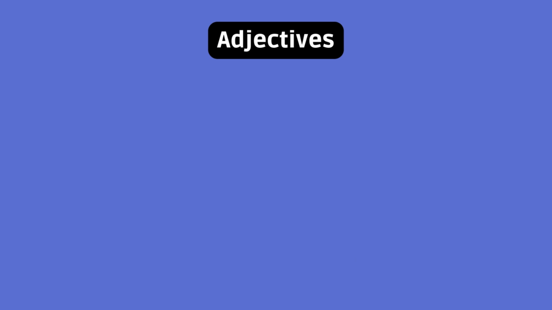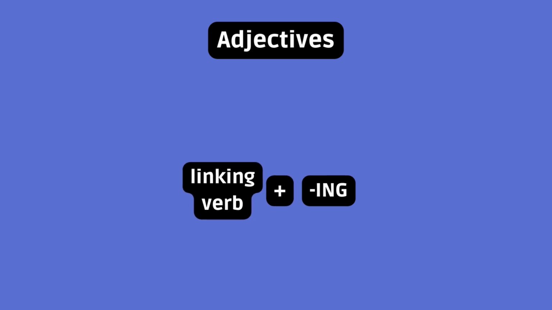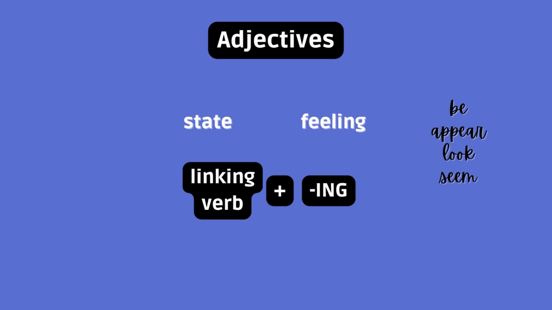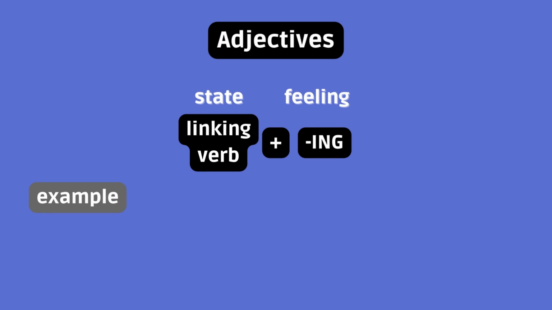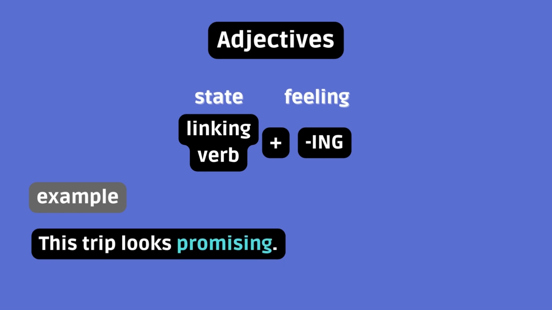An ing word can also be an adjective when placed after a linking verb. That's a verb not carrying an action per se, but rather introducing a state or feeling. In short, they are not action verbs. They simply link a subject with some information. Be, appear, look, seem, become, smell, taste, just to name a few. Example: this trip looks promising.